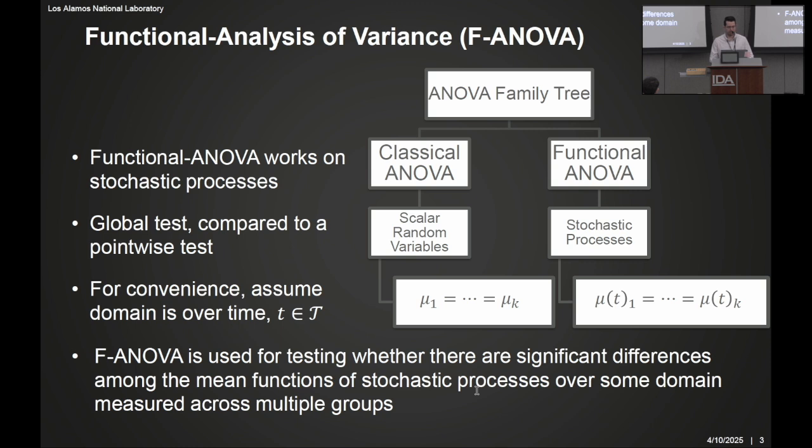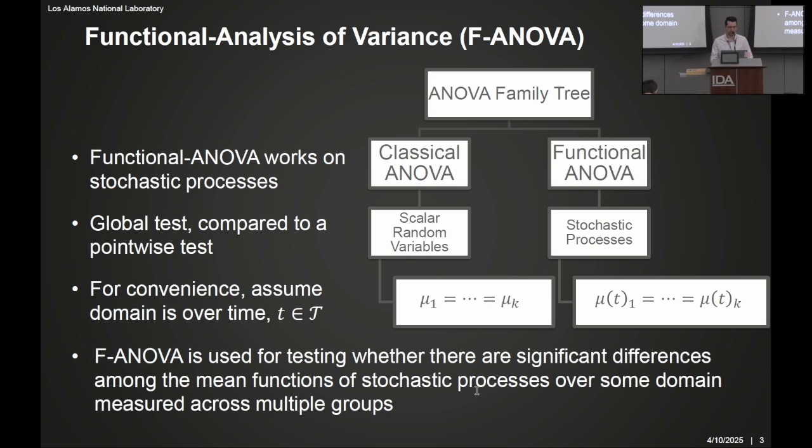So functional ANOVA works on stochastic processes. This is a global test compared to a point-wise test. So if we had to do classical ANOVA over a function, we may want to say, hey, I want to slice it over time. And then if you had 1,000 time points, what do I do with 1,000 tests? Functional ANOVA is nice because it gives you a global p-value over that entire domain. Like I said earlier, for convenience, we can assume the domain is over time. So t is an element of our time domain, so it's easy to think about going forward.